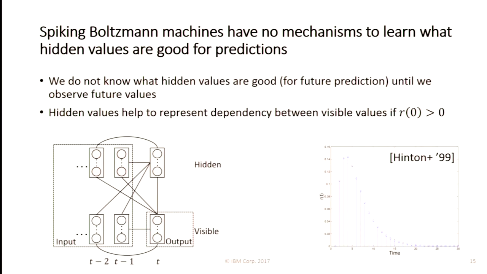Another issue or property of this spiking Boltzmann machine is that we don't know which hidden values are good for prediction until we observe future values. For this reason, it is not learning what hidden values should be created to make future predictions better. Hidden values are useful in this case to model the dependency between these output values, but they don't help the future predictions so much.